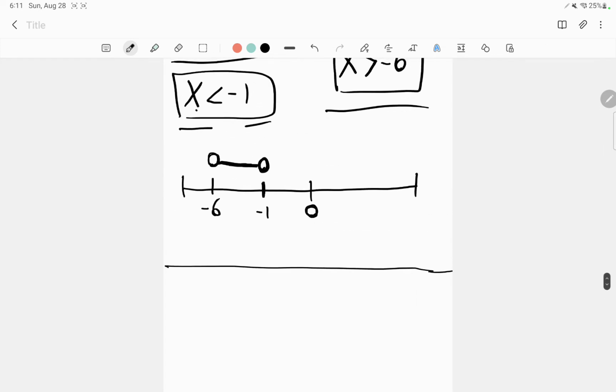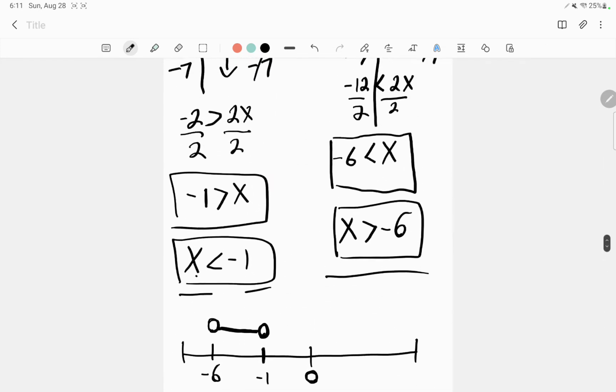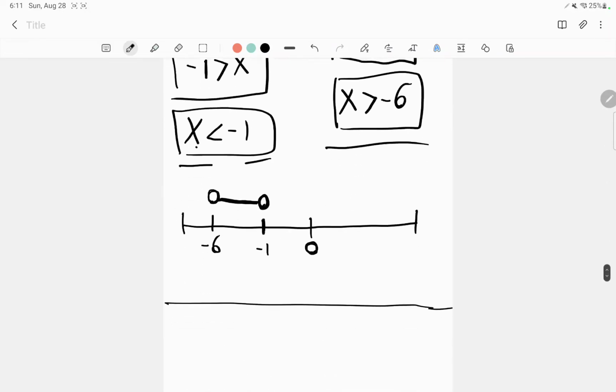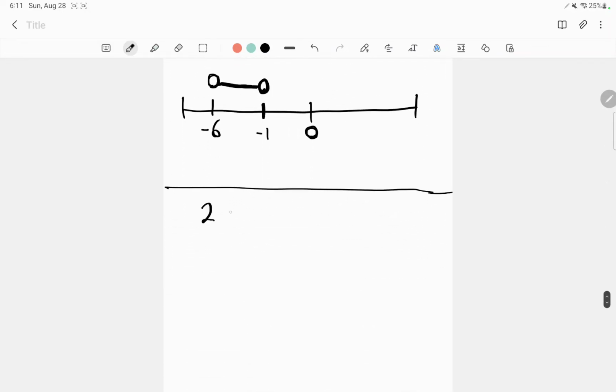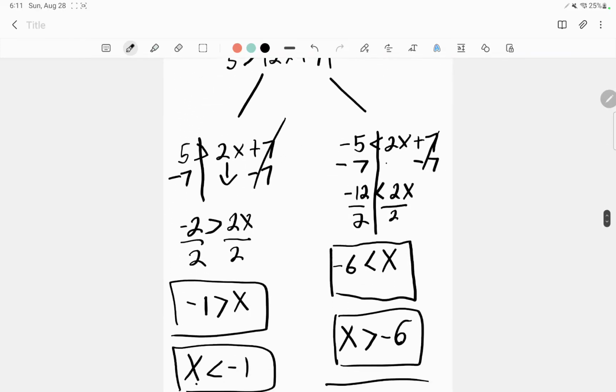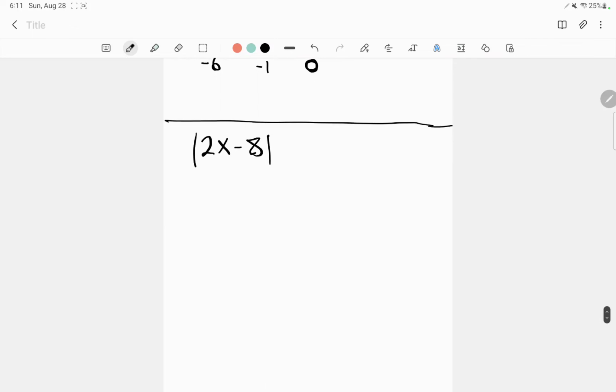So we have all that already set up. That's my answers, and we're going to look at the problem. So it's going to be 2x minus 8. I'm going to put my inequality signs. And, oh my god, it's right here. Minus 1. Minus 1 is less than or equal to 3.